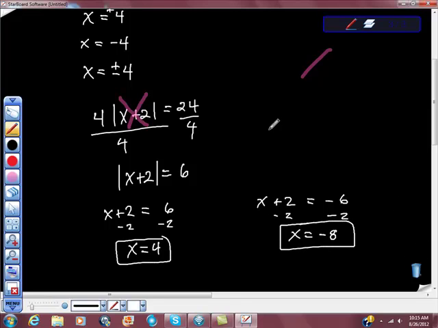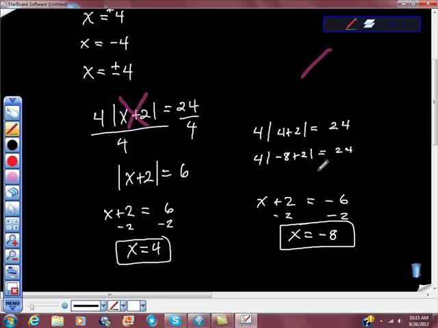As a matter of fact, you want to prove this? We can prove it now. 4 times, what do we say? 4 plus 2 is equal to 24. And we can see that's going to be true. And 4 times negative 8 plus 2 is going to be equal to 24. Here we divide both sides by 4. And we'd get 4 plus 2, the absolute value of 6 is equal to 6. And here we get the absolute value of negative 6 is equal to 6. So they would both work, wouldn't they?